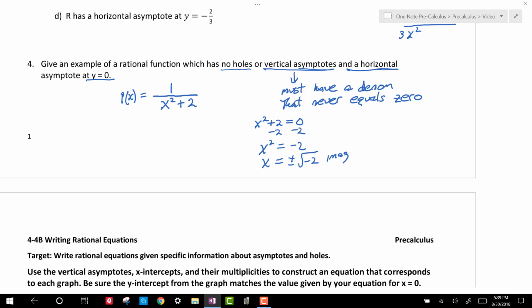I could have said x squared plus 1, I could have said x squared plus 0.05, I could have said x squared plus anything. I can't say x squared minus something. All right? So hopefully that makes sense. Let's keep going and see what else we got here.